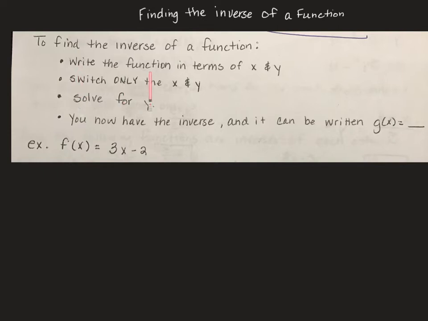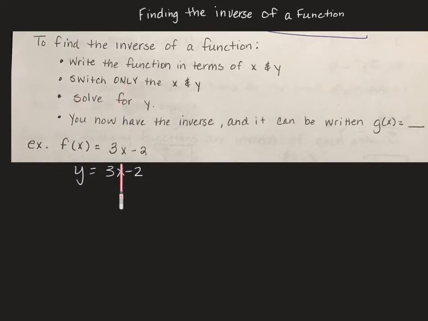So the first step is to write the function in terms of x and y. So you look at it, and I would want this to read y equals 3x minus 2. So if it's written with an f of x, the first thing we'd want to do is change it just to read y equals 3x minus 2. That's the first step. The second step is to switch only the x and y.